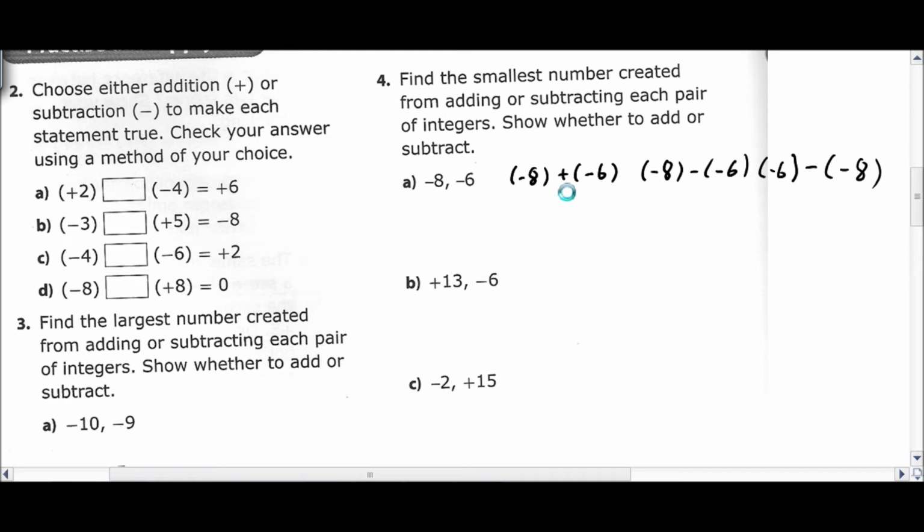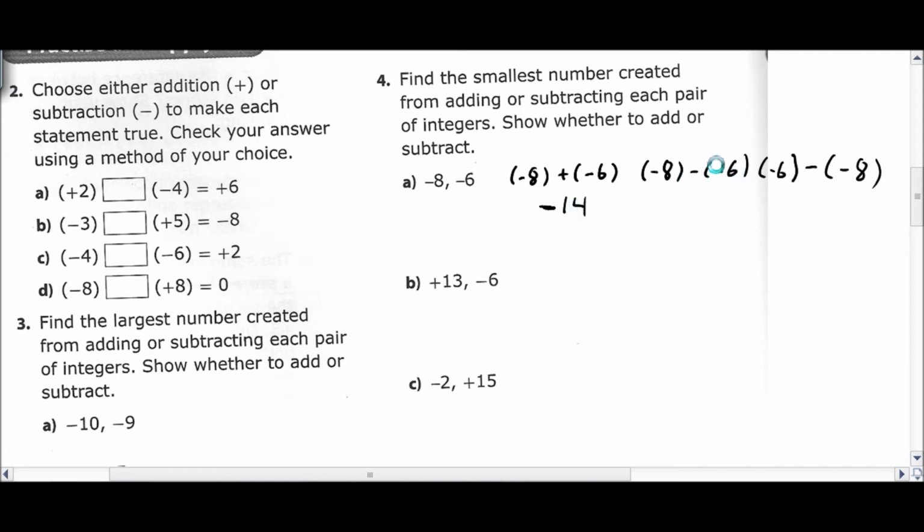Okay. So -8 plus -6. We apply our rules of addition. If the signs are the same, we keep the sign and we add them together. So we're going to add 8 and 6 is 14. We keep the sign, so it is -14.